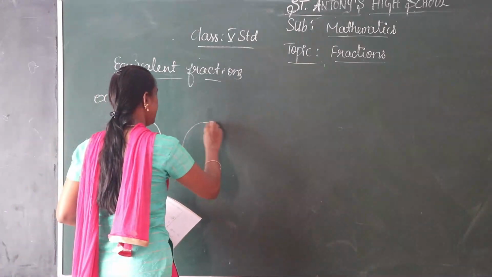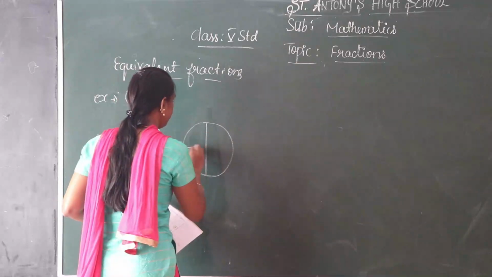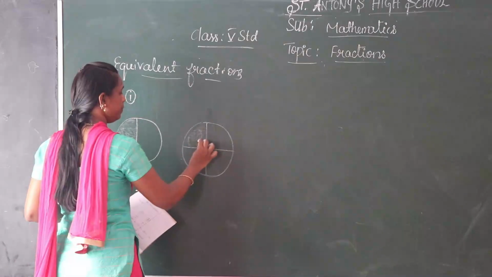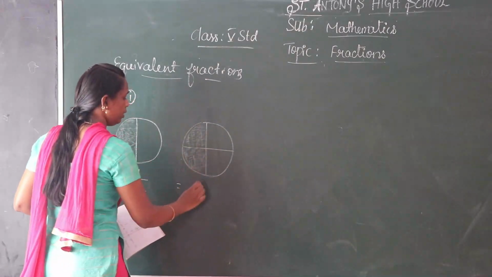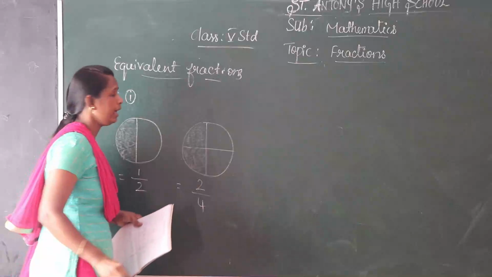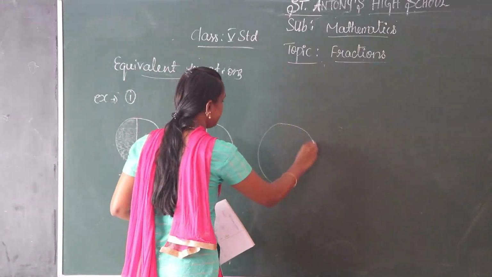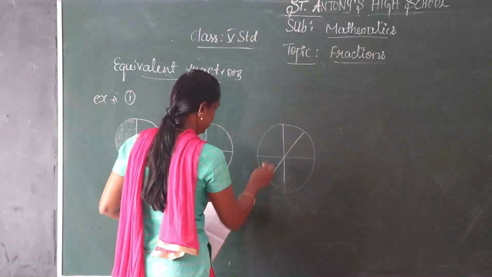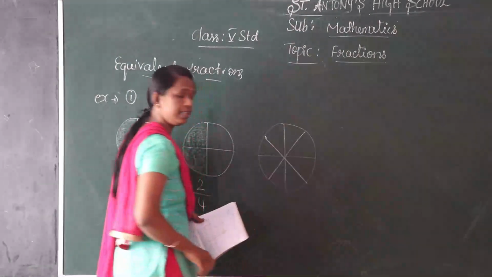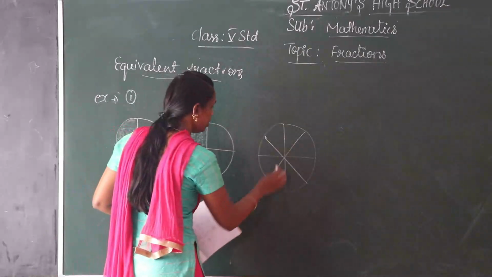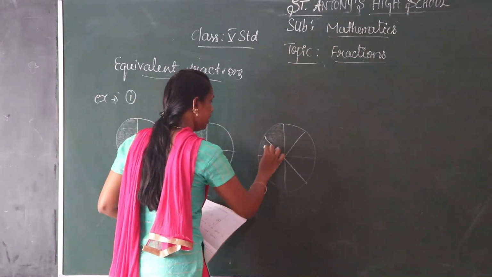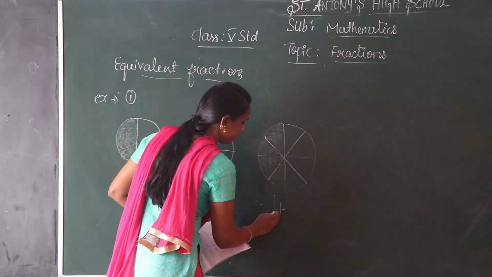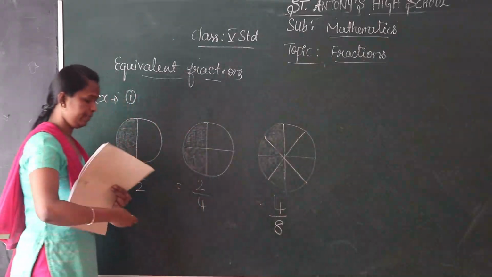And then the same circle cut into 4 equal parts. Write this fraction as the shaded part is 2 by 4. Okay? And then next, the same circle is cut into 8 equal parts. So we can write that the shaded part is the numerator, here the shaded part is 4, and the denominator, the total number of parts, is 8.